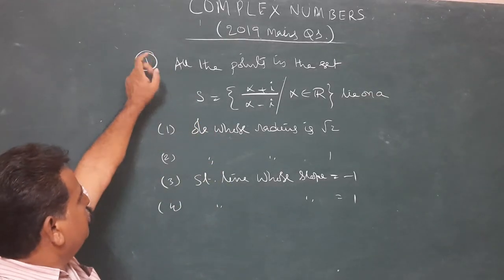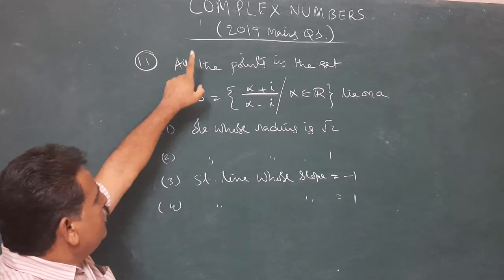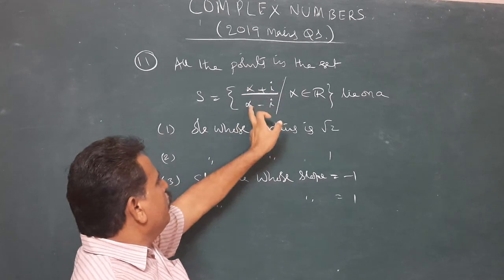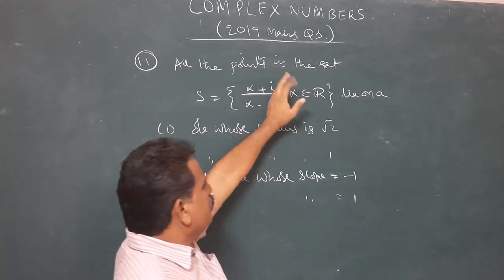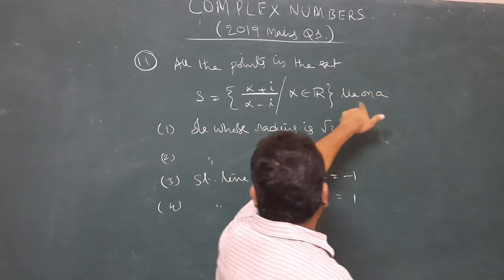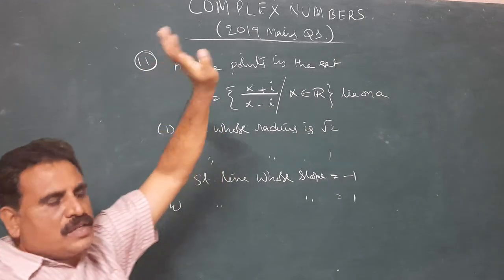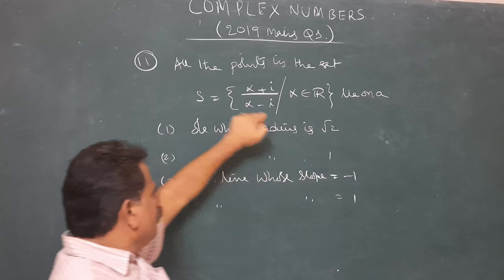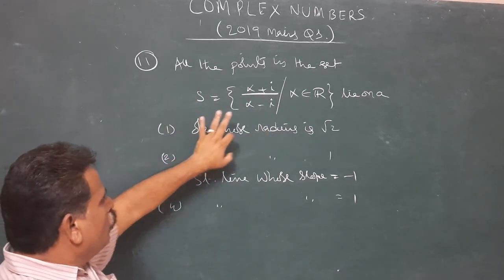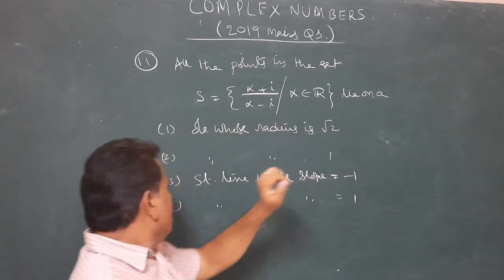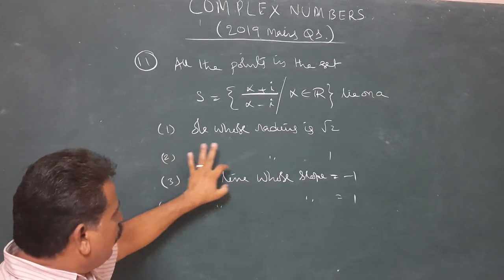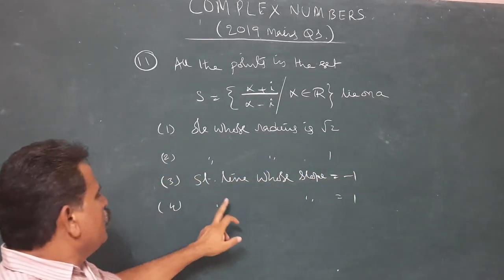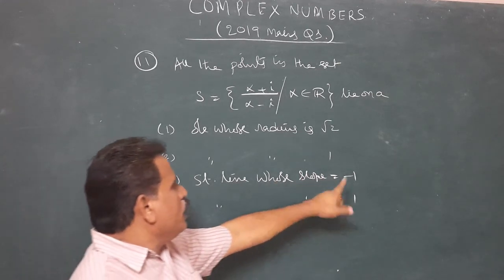Question number 11. All the points in the set S equal to (α + i)/(α − i) such that α belongs to R lie on a: first option, circle whose radius is root 2; second option, circle whose radius is 1; third option, straight line whose slope is minus 1; fourth option, straight line whose slope is 1.